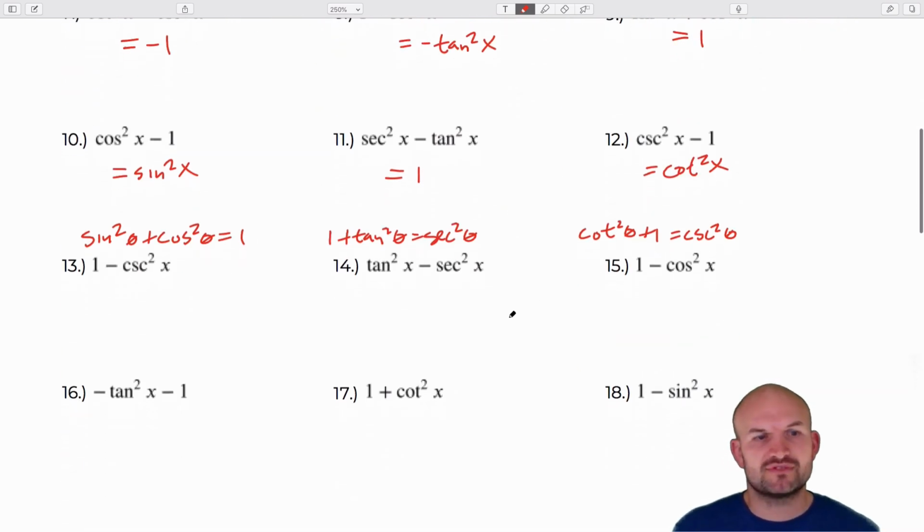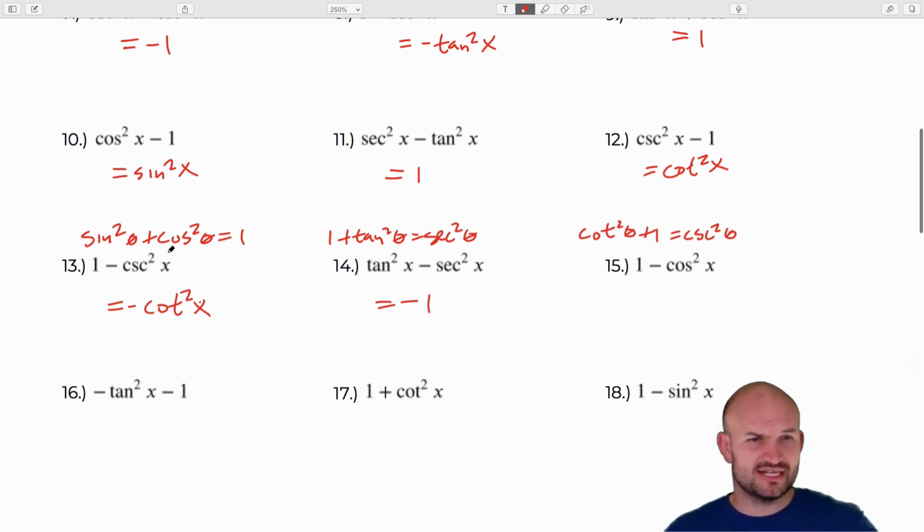All right, so now I have 1 minus cosecant squared, so that means I'm going to subtract the cosecant. That means I need to subtract the cotangent to the other side. So therefore, that's going to equal a negative cotangent squared of x. Tangent squared minus secant squared, therefore I'm going to subtract the 1 to the other side, so that's going to be a negative 1. If I have 1 minus cosine squared, that means I'm subtracting the cosine to the other side, leaving me with a sine squared of x.